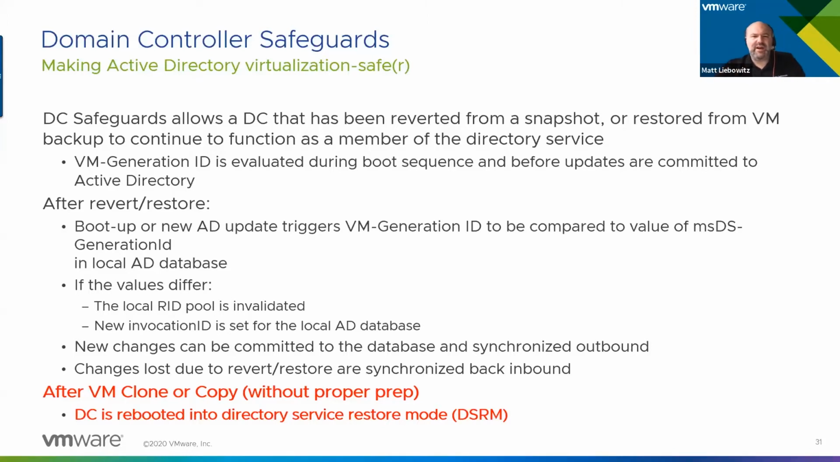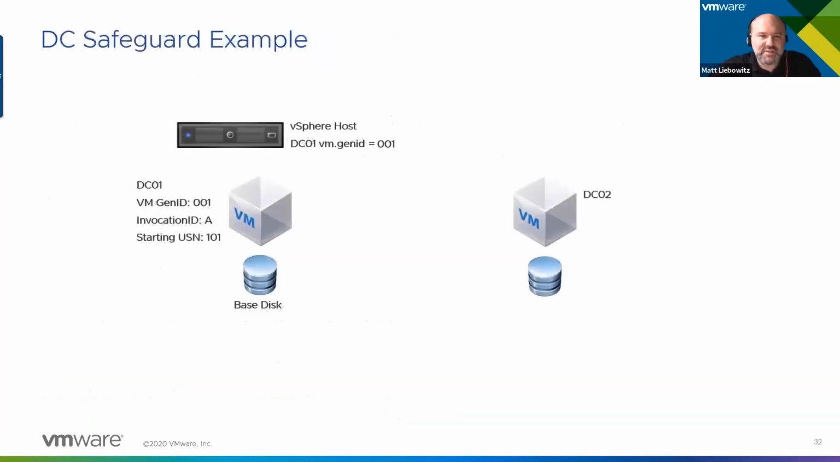We'll touch a little bit on what can happen if this goes wrong, and how you can get into DSRM jail and how to get out of it a little bit later when we talk about cloning virtual machines. But let's quickly just do a demonstration of how this looks. Similar to our other ones, we've got DC1 and DC2. Generation ID you can see is 001 for DC1, and the starting USN is 101.